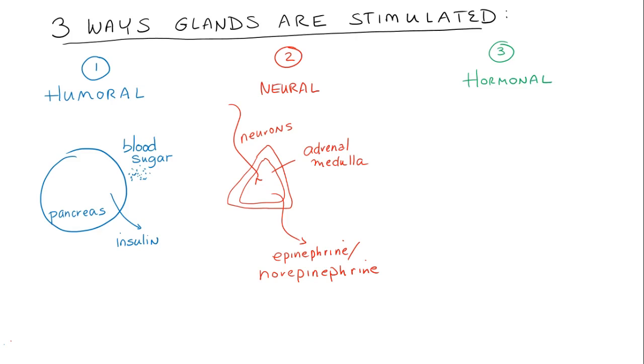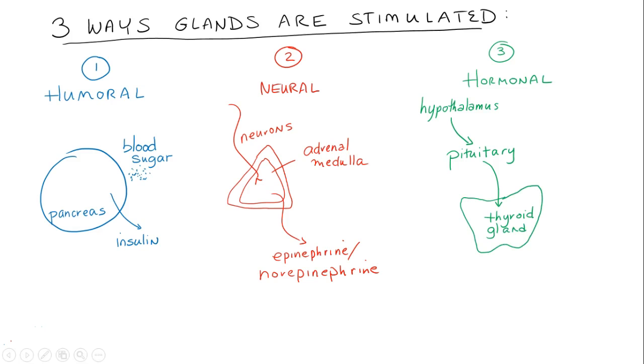For example, the hypothalamus will send out releasing hormones to the pituitary, and then the pituitary sends out stimulating hormones, for example, to a gland such as the thyroid gland. And then the thyroid gland, which is involved in the control of metabolism, will send out the hormone thyroxine. We'll learn more about specific hormones in upcoming lectures.